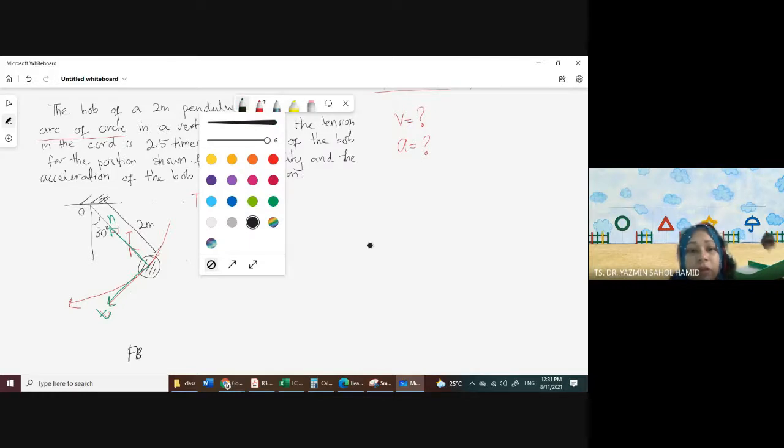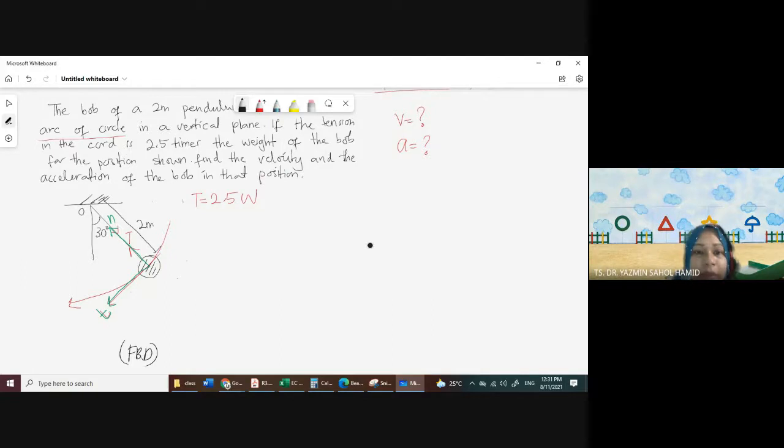Okay, how do we draw the free body diagram? There is weight, right? So how do you draw the weight? The weight must be downward, vertical. Alright. Now this one will equal to what? Kinetic diagram. So you need to draw the kinetic diagram as well. Okay. So for the kinetic diagram, okay.